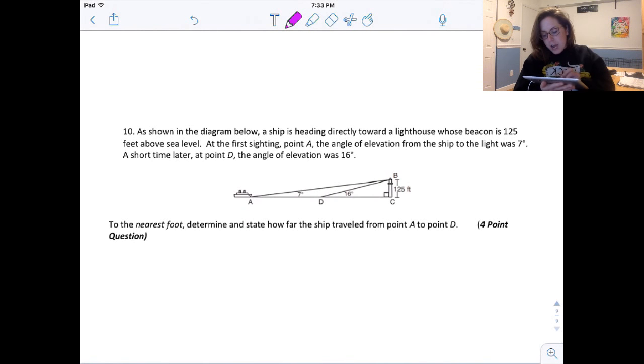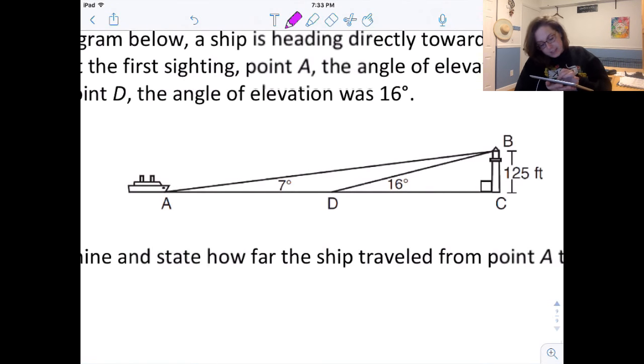Let's do this one. All right, as the diagram shows below, a ship is headed directly towards a lighthouse that's 125 feet above sea level. At the first sighting, the angle of elevation from the ship to the light was 7. A short time later, the angle is 16. Determine and state how far the ship traveled from A to D. So I want that.